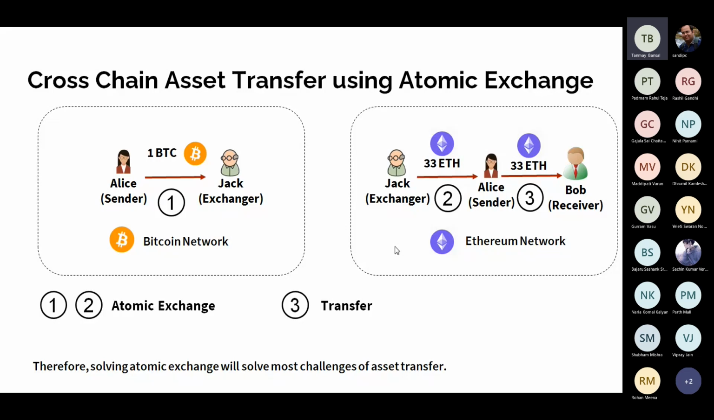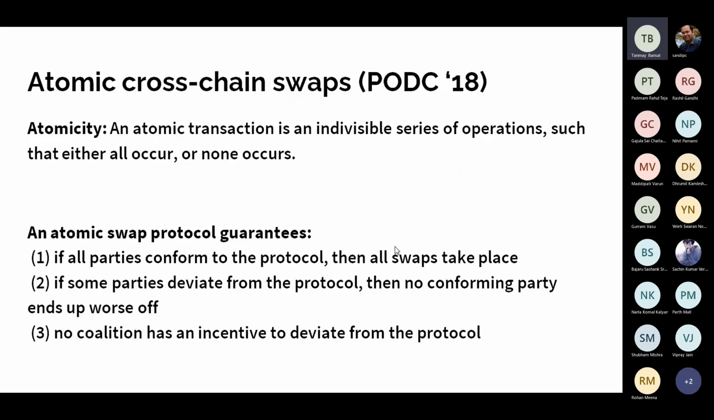We'll see how this cross-chain asset transfer using atomic exchange can take place. We'll study a particular paper published in the Principles of Distributed Computing Conference, which is one of the earliest works on this topic. It is not only important, it's an interesting and easy to read paper. We'll mention which sections you need to read; it is mostly the first few sections, which are very easy to understand.